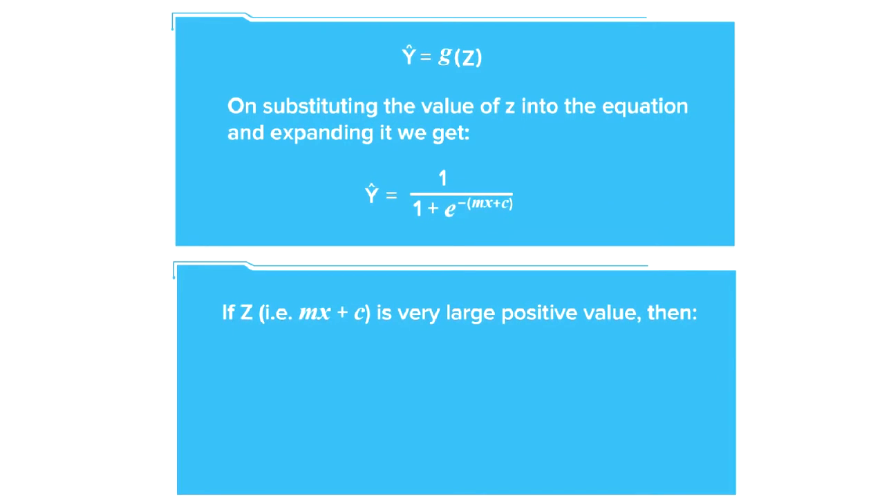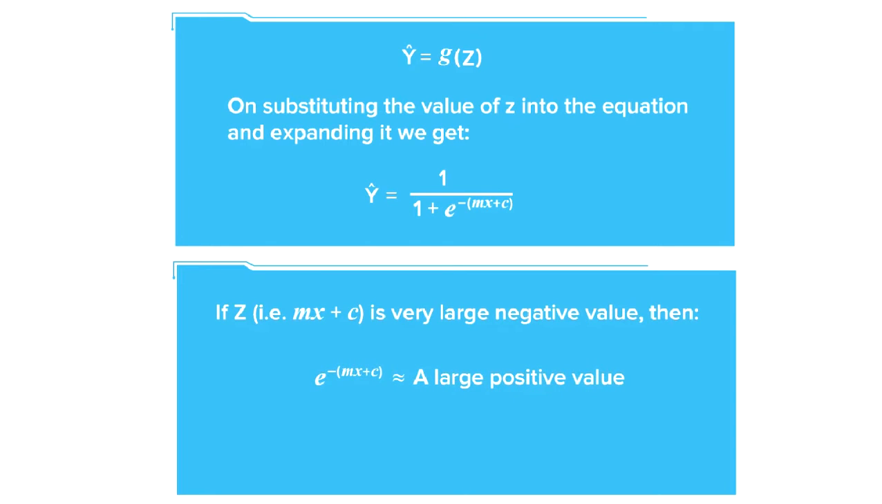If the calculated value of z, that is mx plus c, is a very large positive value, the value of e raised to the power minus (mx plus c) will be e to the power of a very large negative number, which is approximately 0, and hence the value of y will be restricted to approximately 1. Similarly, if the calculated value of z, that is mx plus c, is a very large negative value, the value of e raised to the power minus (mx plus c) will be e to the power of a very large positive number, which will restrict the value of y hat so that it tends to 0.